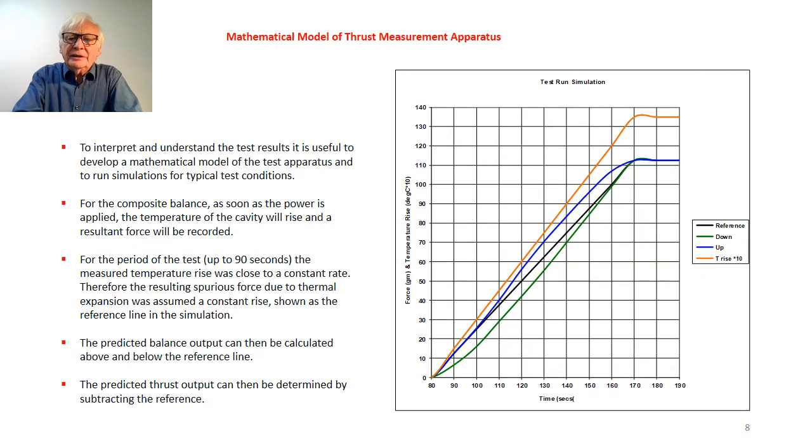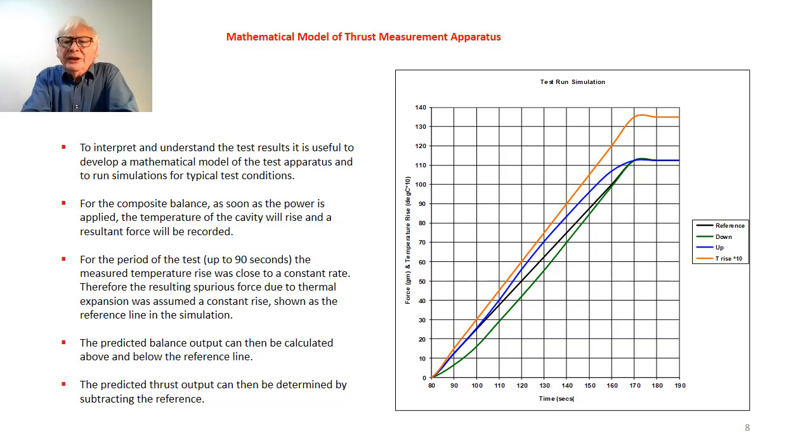We've said that for the thrust measurement apparatus, we produced a mathematical model, and the plot to the right of the slide shows you the output from this model over a typical test run. What we're plotting here, first of all, is the temperature rise in degrees C times 10, which is the red line, and three force outputs.